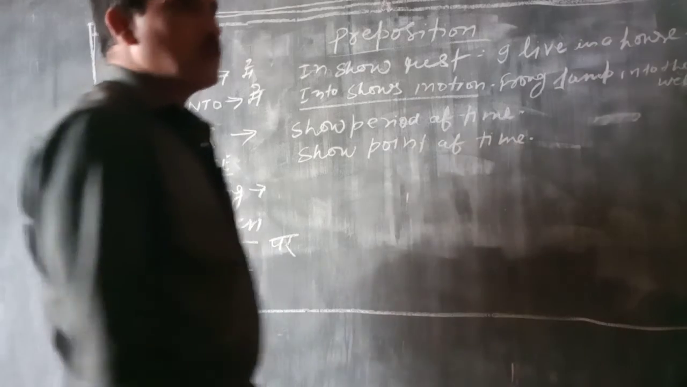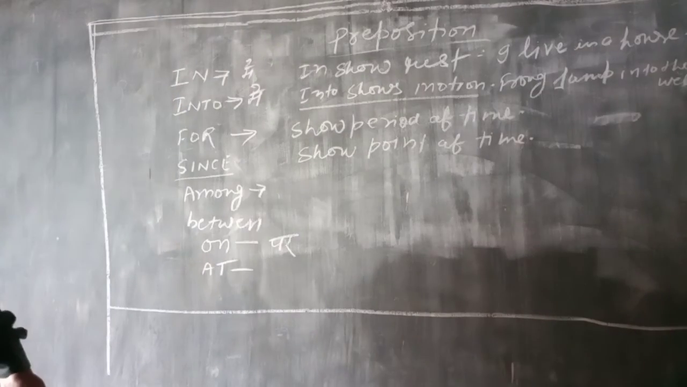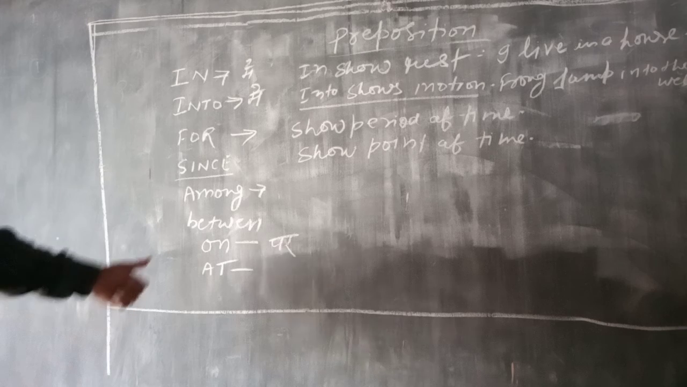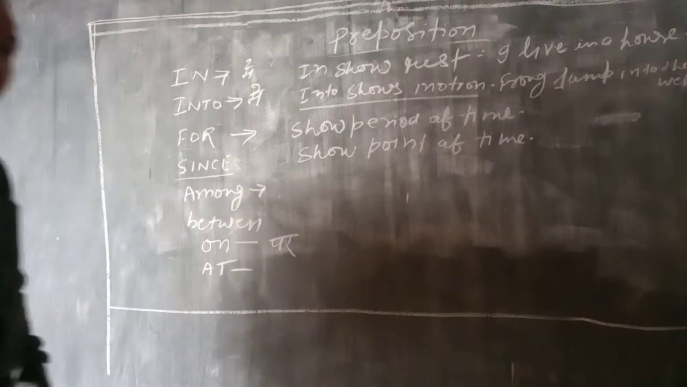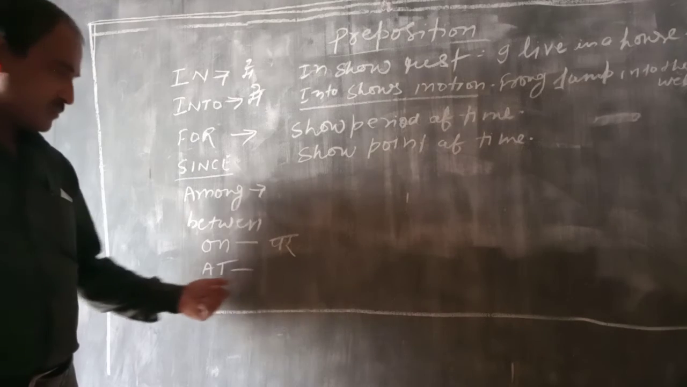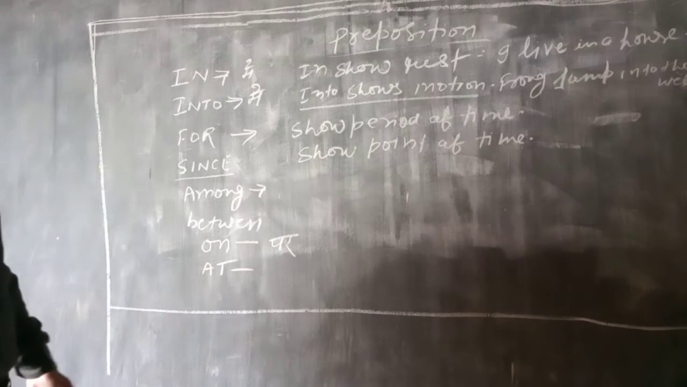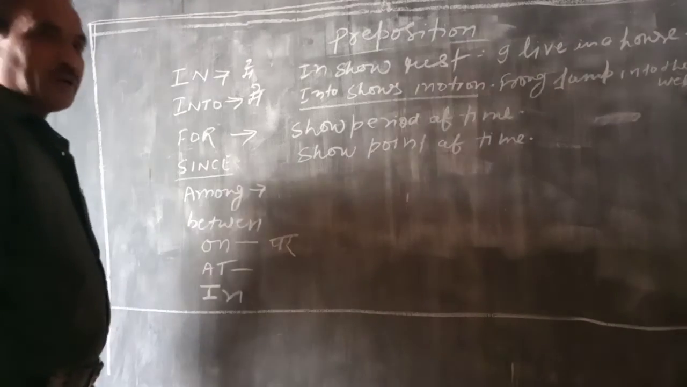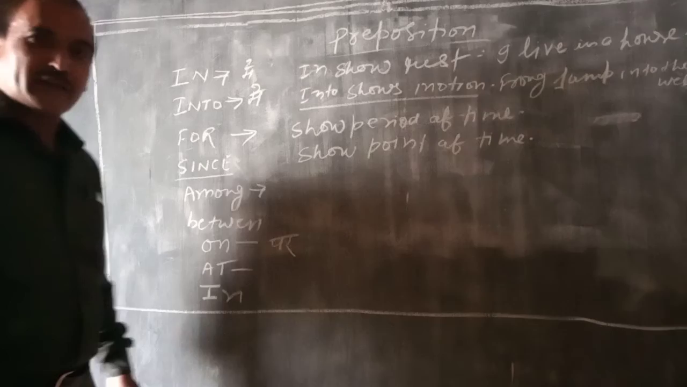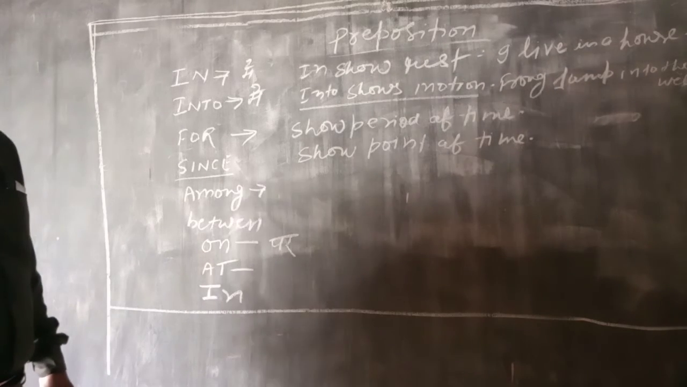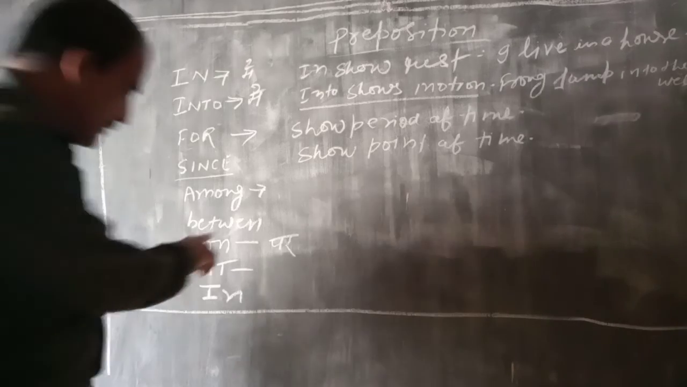At also shows a small area. Example: I live at Ratu. I live at Kumharia. I live at Bhandra. These are all small places, not large places. But where do you use in? For large places. I live in India. I live in America. I live in China. But you cannot say, I live at India, I live at America, I live at China. These are all wrong. First of all, you have to understand this.